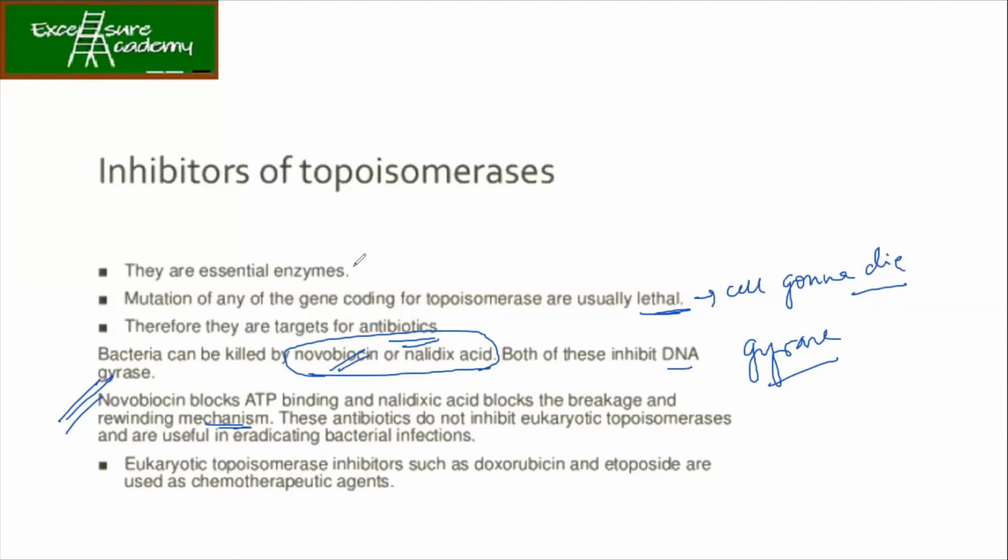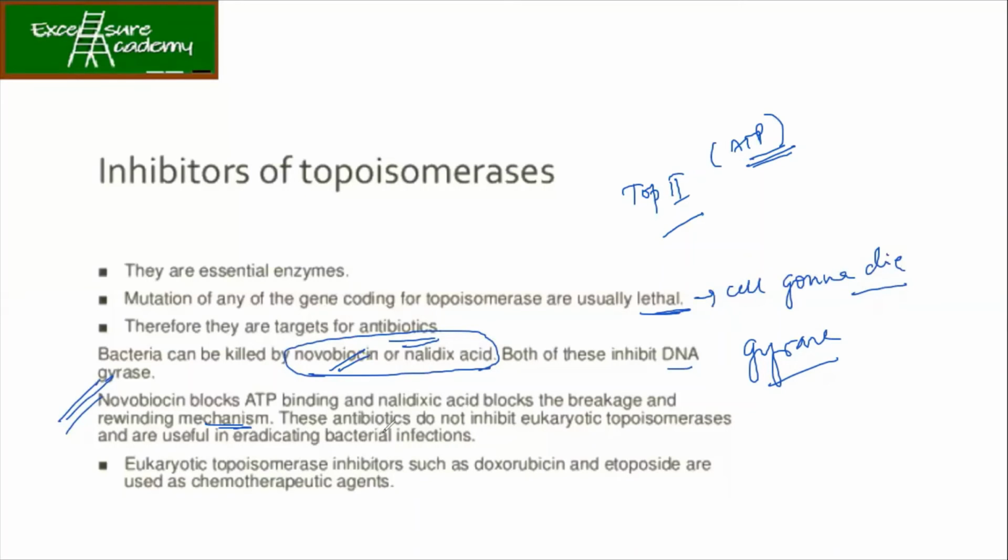So we have said the gyrase is like your topoisomerase 2. So it has got an ATP binding domain. So you're blocking that ATP binding. So without ATP, it cannot relax the DNA. Whereas the nalidixic acid is blocking the mechanism of breaking and rewinding.